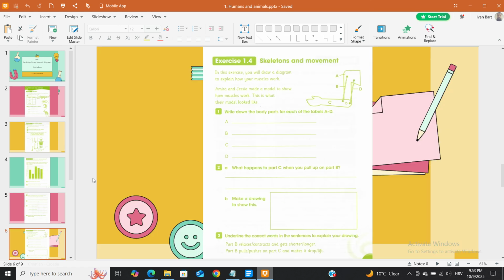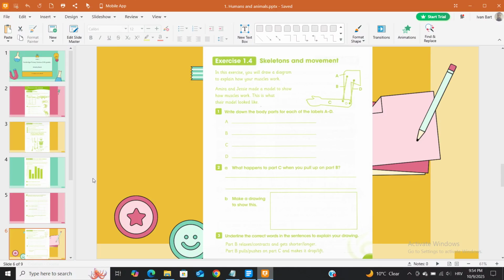Exercise 1.4 Skeletons and movement. In this exercise, you will draw a diagram to explain how your muscles work. Amira and Jesse made a model to show how muscles work. This is what their model looked like. 1. Write down the body parts for each of the labels A, B, C, D.